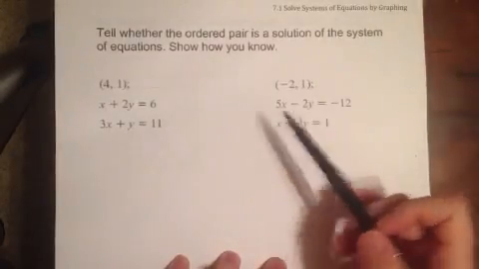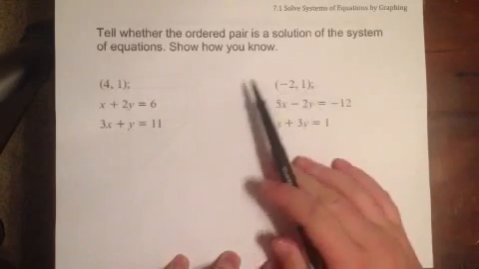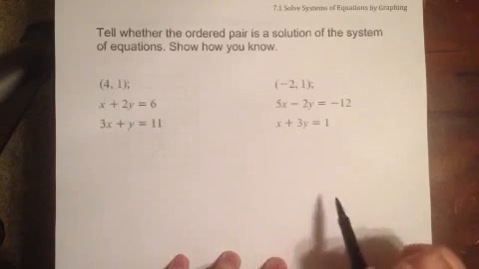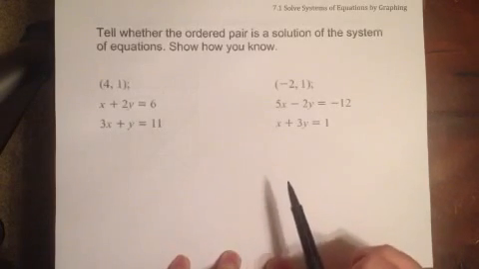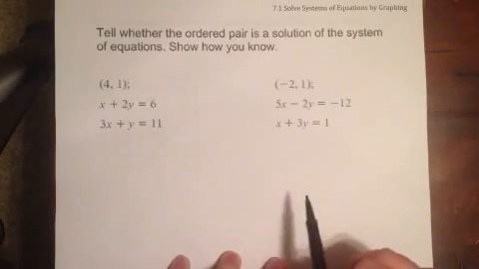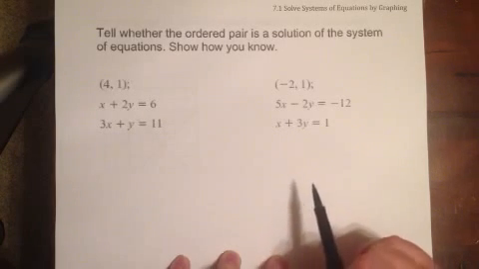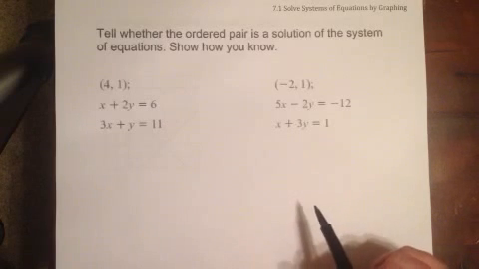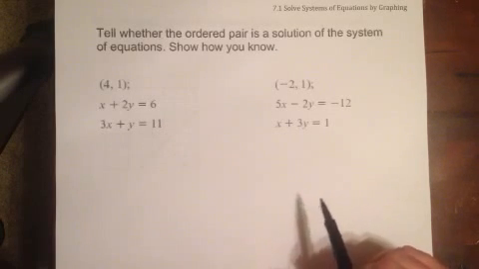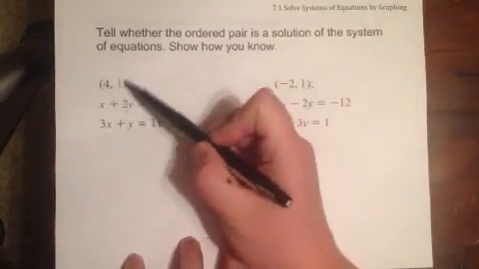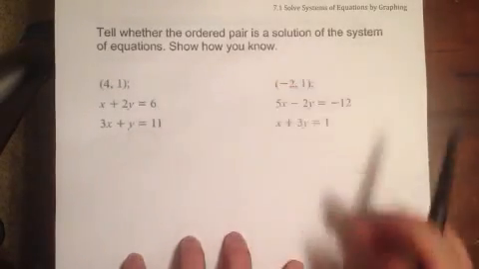Okay, let's take a look at another one. Tell whether the ordered pair is a solution of the system and show how we know. We just talked about how the solution of a system of equations is a point where both lines cross. Points on a line are solutions of that equation, so if this particular point is a solution of both equations, then that's where those lines cross. What we want to do is take the point and substitute it into both equations.